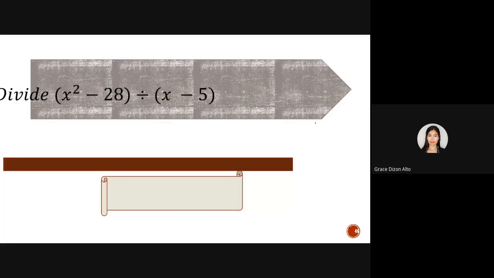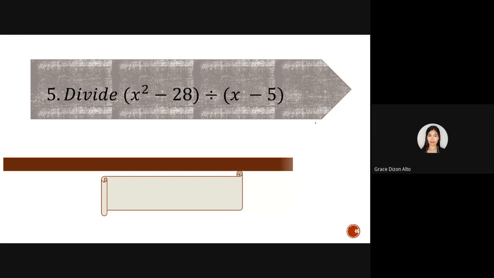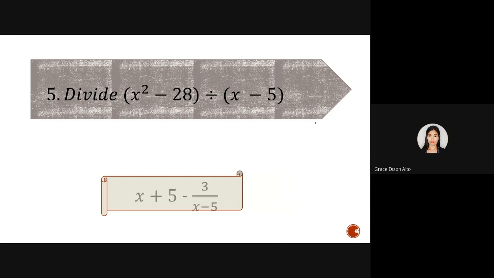And number 5, x squared minus 28 divided by x minus 5. So we have to complete that. We should add 0 for our x. And we will get the answer x plus 5 minus 3 over x minus 5.